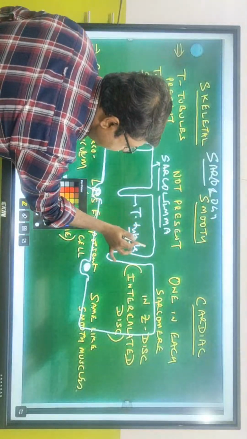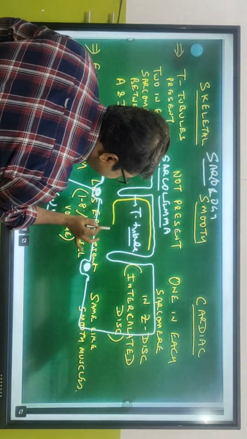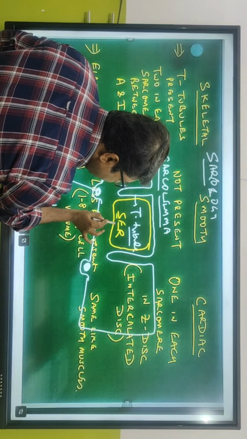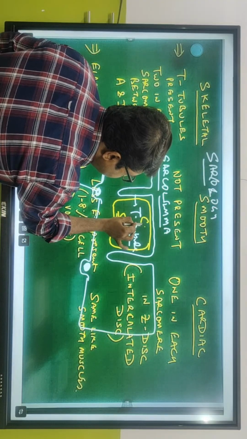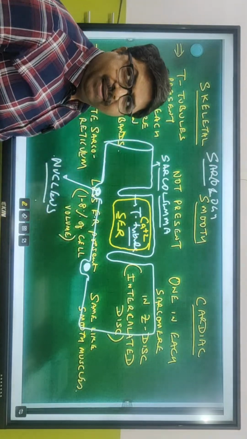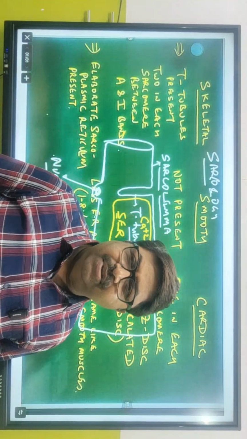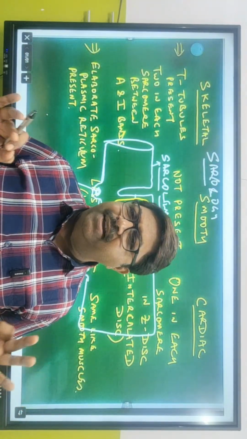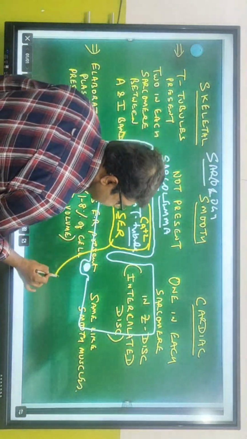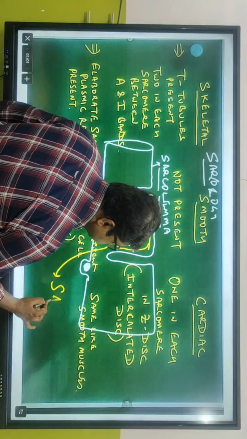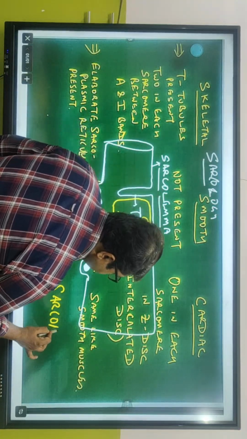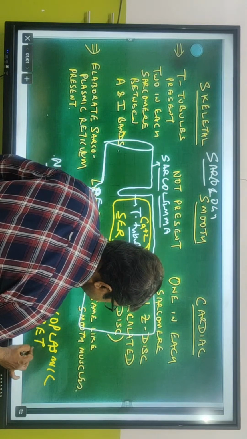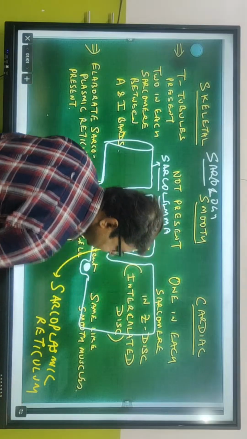What is present inside? There is sarcoplasmic reticulum present, and this is called SER. क्या नाम है? Smooth endoplasmic reticulum, which contains calcium ion. So what we have to call them as sarcoplasmic reticulum. Endoplasmic reticulum inside muscle cell is called sarcoplasmic reticulum. यहां तक क्लियर है?